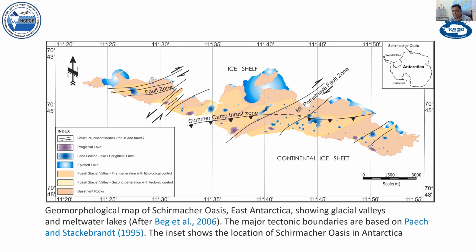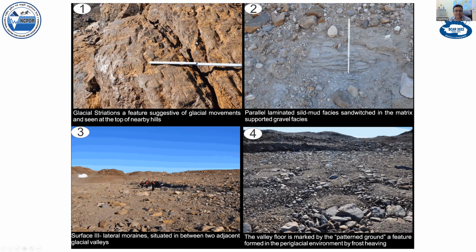So these are some of the field photographs. You can see these are the glacial striations, which are over the roche moutonnée. Then we have the valley floor occupied by patterned ground, as shown in figure 4. Then we have parallel laminated silt-mud facies, which are sandwiched between the gravel units or the boulder units, and this is how these units are seen there.